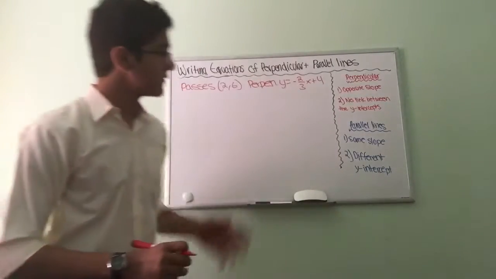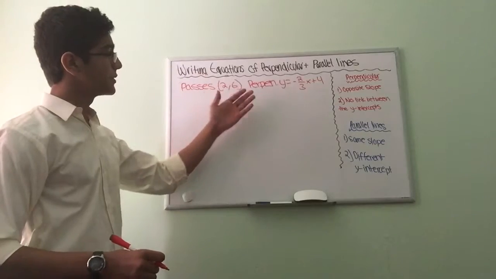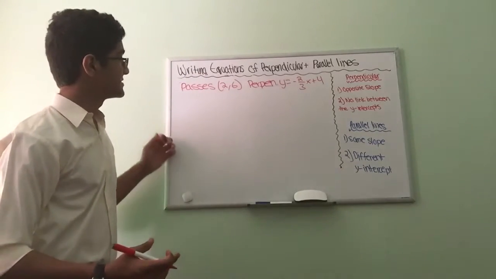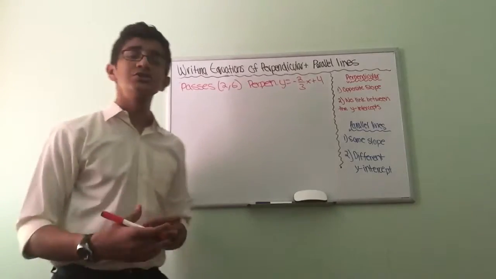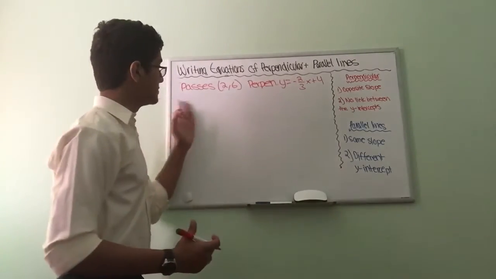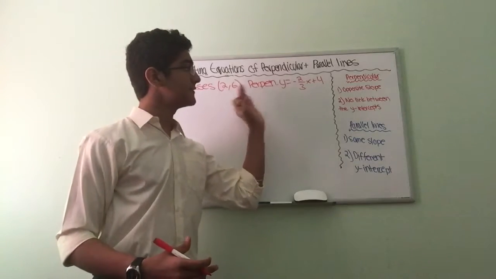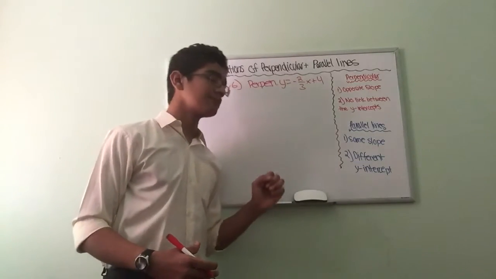Today we'll be learning how to find out the equations of perpendicular and parallel lines. So suppose you have a question that says, find out the equation of a line that passes through the point (2, 6) and it's perpendicular to y equals negative 2/3 x plus 4.